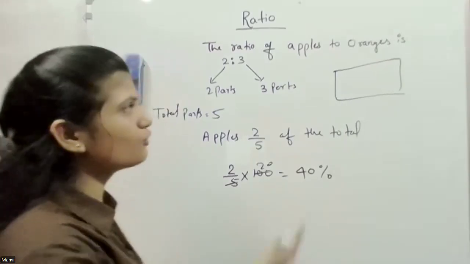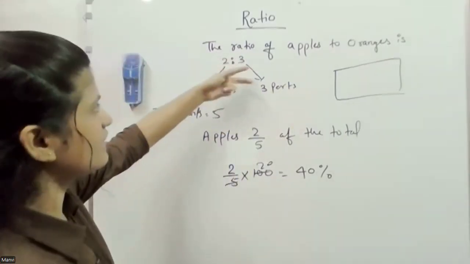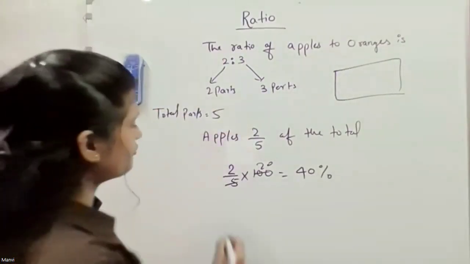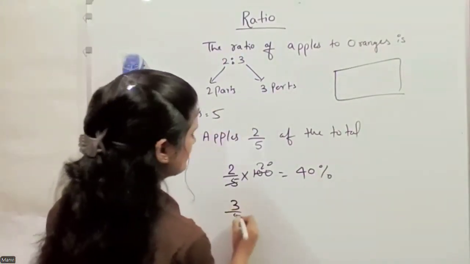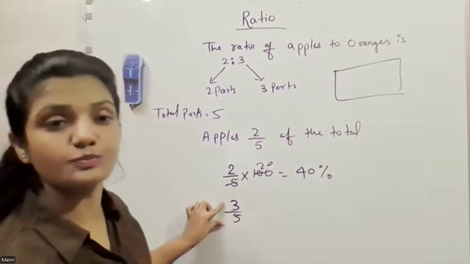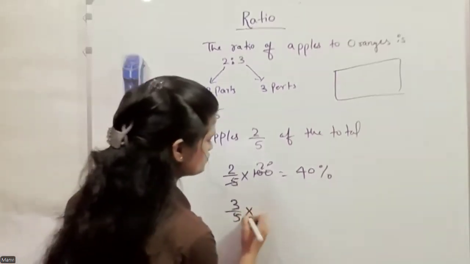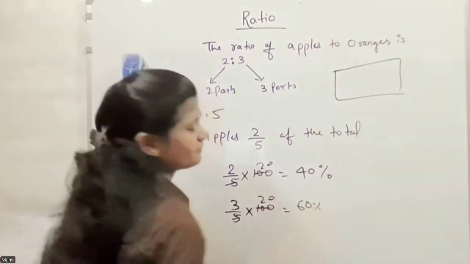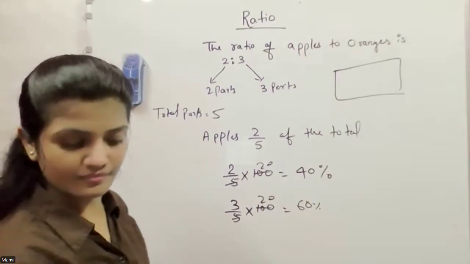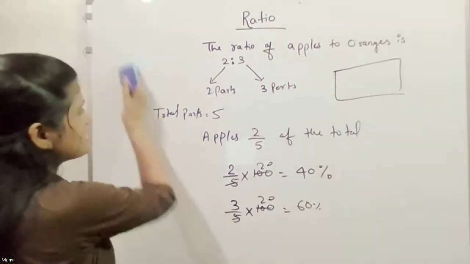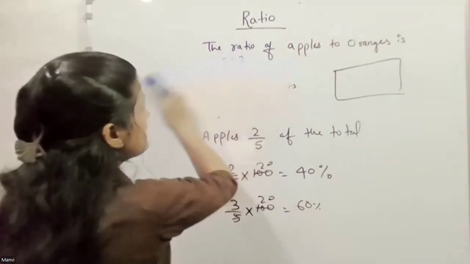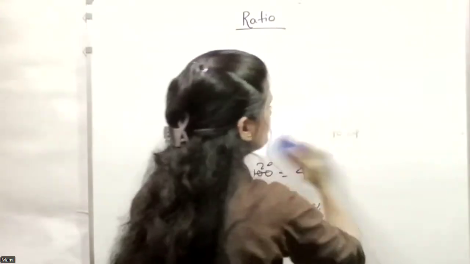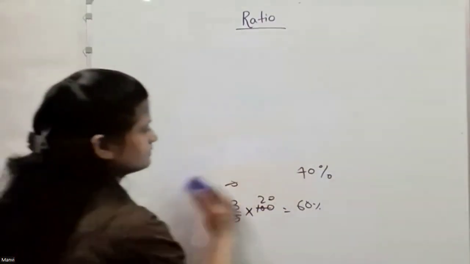And if you go through this process, you see that we have 3 parts of oranges and the total will be 5. So the fraction will be 3 by 5. And when we convert this fraction into percentage, you must multiply it with 100. That'll give you 60. So we just need to be careful. There are several ways to solve a single question, and we need to find the easiest way always.